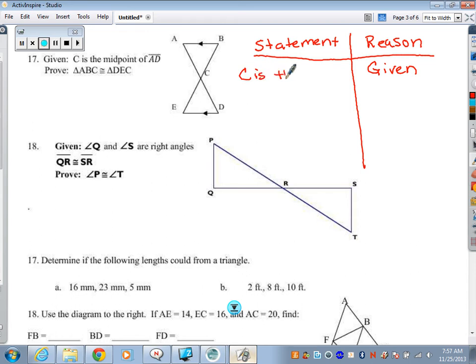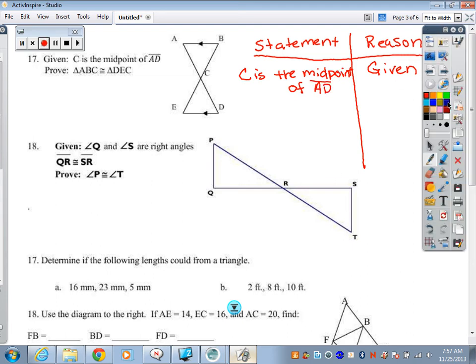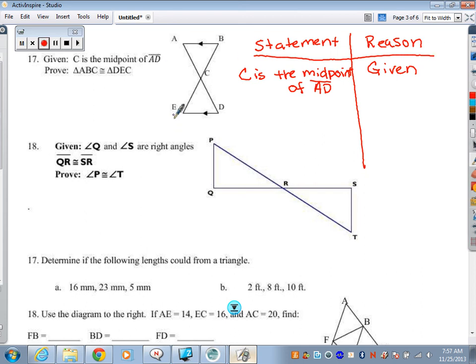C is the midpoint of AD. Well, let's use what they told us. So if C is the midpoint of AD, I know that AC is congruent to CD. Well, I put that in my picture. Let's use that. AC is congruent to CD. Well, why? Because C is the midpoint of AD. Let's write that down. That's going to be your definition of midpoint.